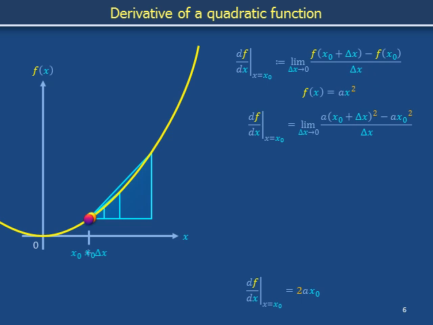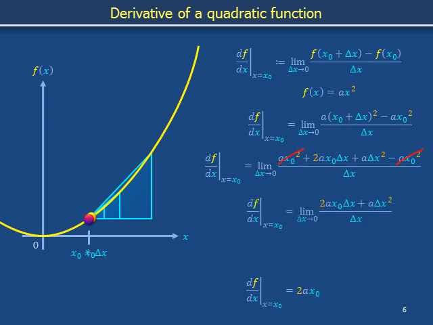Substituting the association rule a x squared into the definition of the derivative gives df dx evaluated at x equals x naught equals the limit as delta x approaches 0 of numerator a times the square of the quantity x naught plus delta x minus a x naught squared divided by denominator delta x. Distributively multiplying, or foiling, the binomial turns the numerator into a x naught squared plus 2a x naught delta x plus a delta x squared minus a x naught squared. Cancel the plus and minus a x naught squared.